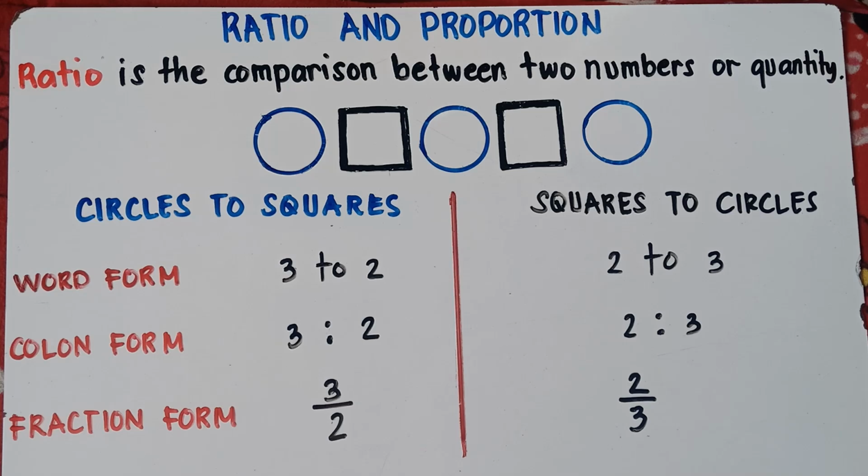Alright, so that's the ratio, class. Easy, right, for the ratio? So once again, just be careful, class. The quantity that comes first should be written first. Alright, so let's have an example for the ratio, class.